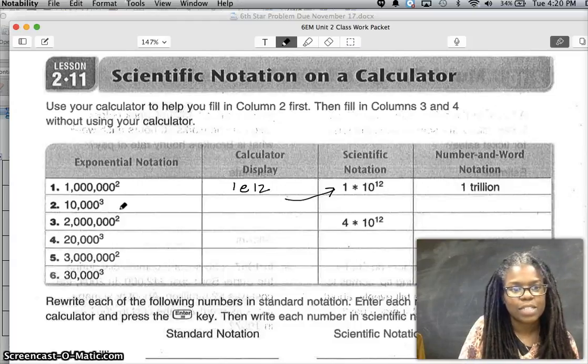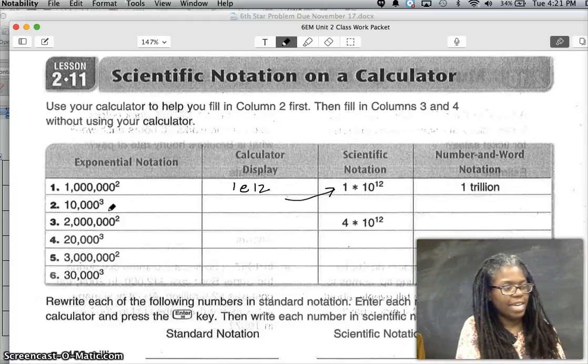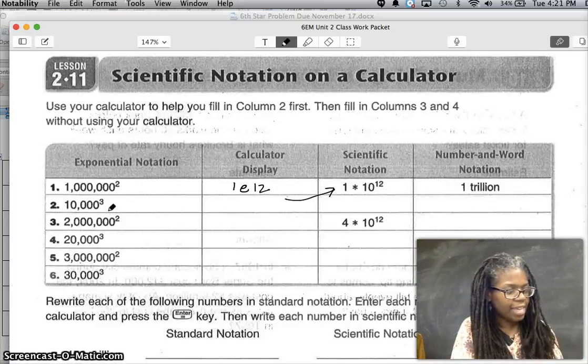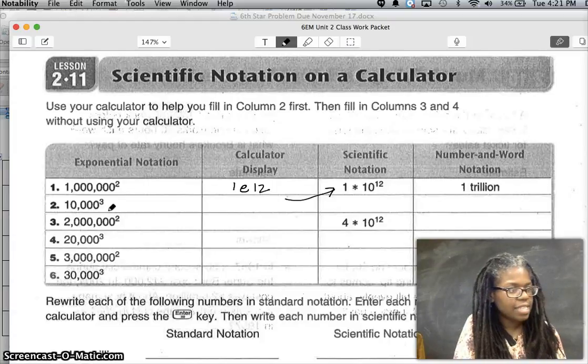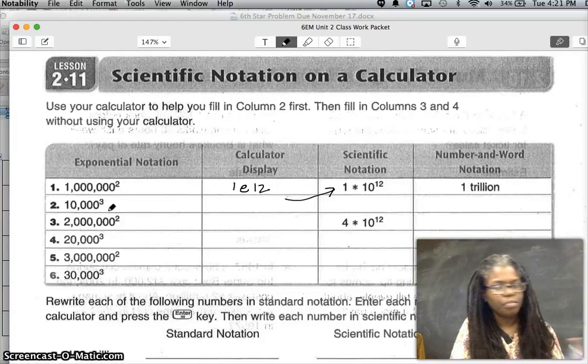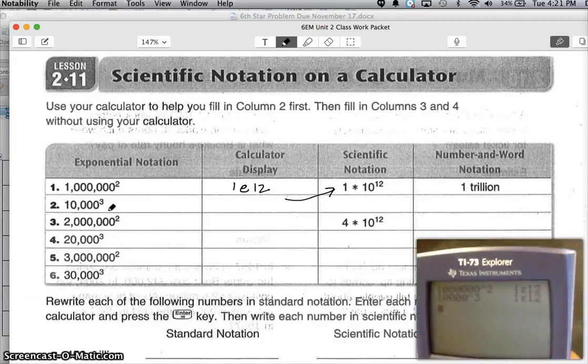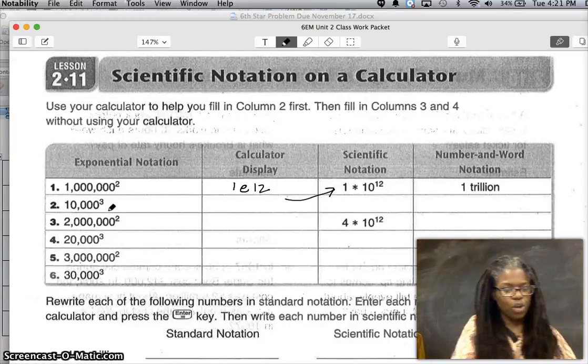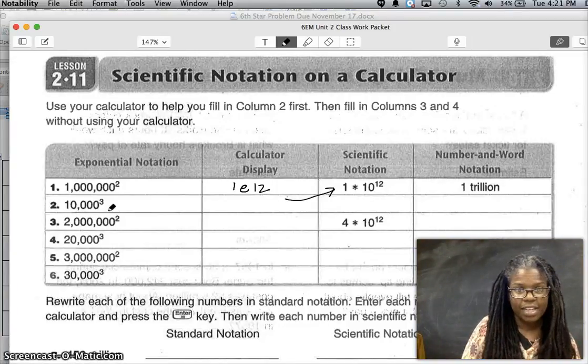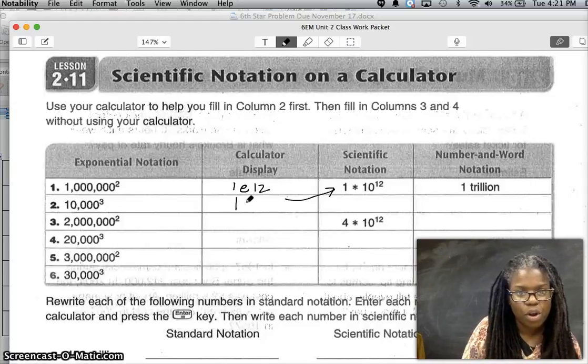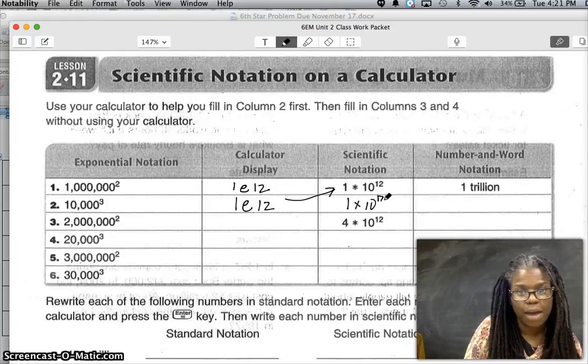So let's take a look at this one. We are going to take our calculator and do exactly the same thing again, taking 10,000 this time. When I raise it to the 3rd power, I get the same thing. So I can place right here exactly what I had before, 1e12, which we know now means 1 times 10 to the 12th power, and then I get, again, 1 trillion.